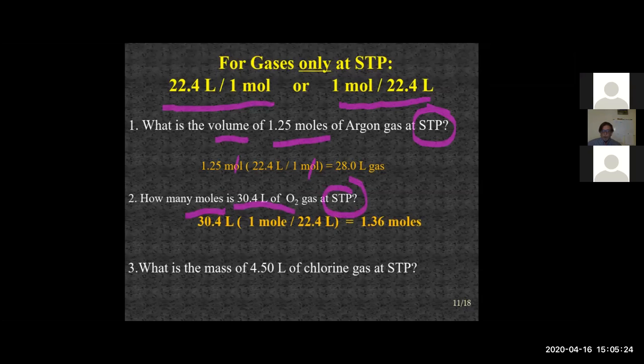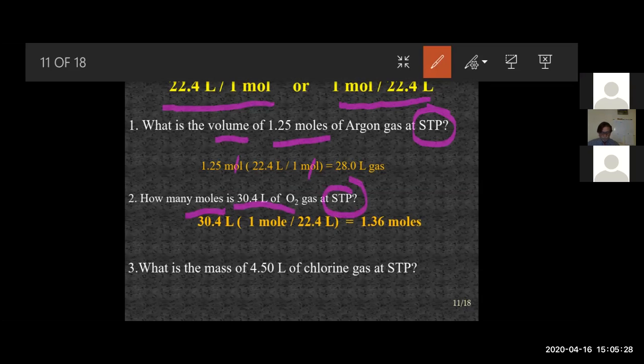Set up the problem, 30.4 liters. Notice that liters cancel out. It means you got the column set up.